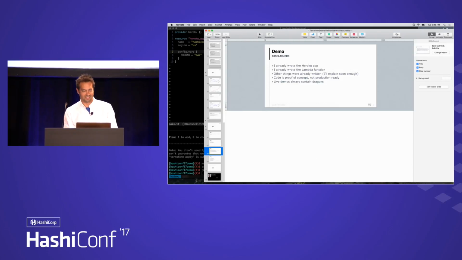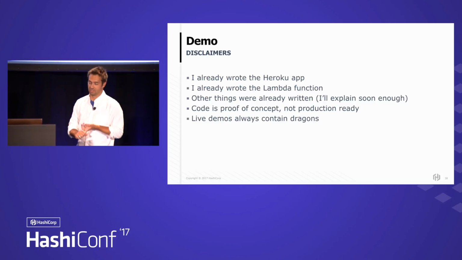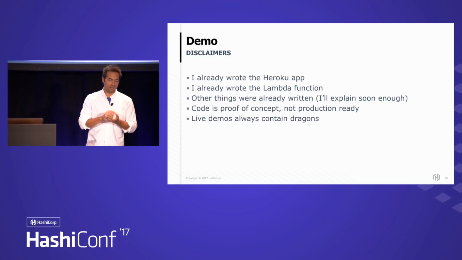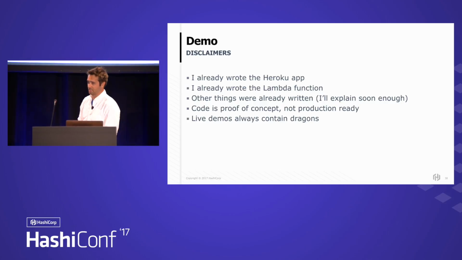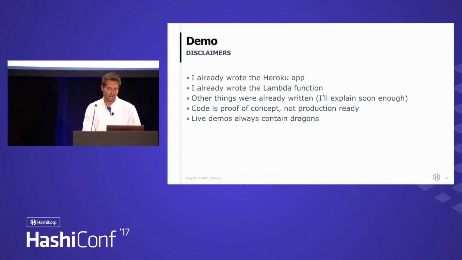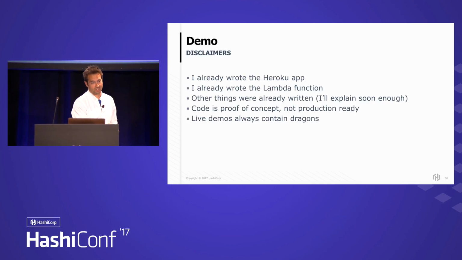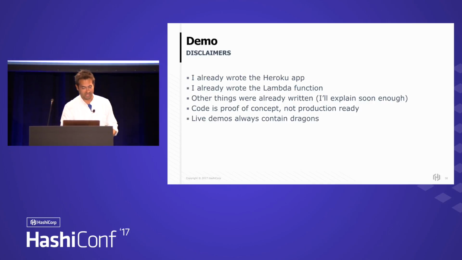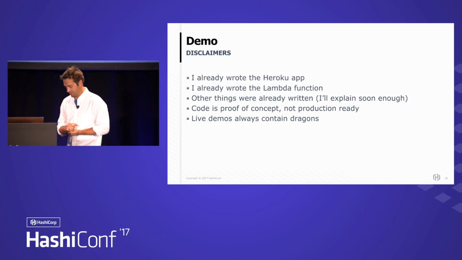So, disclaimers. I already wrote the Heroku app ahead of time. I wrote the Lambda function ahead of time. A lot of this was actually already written ahead of time. So I'm not going to do a lot of live coding necessarily, but I am going to touch live code and compile things. The code you are going to see is proof of concept. This is not the quality that I would ship normally, but I wanted to get this demonstration working. And live demos are always kind of crazy.